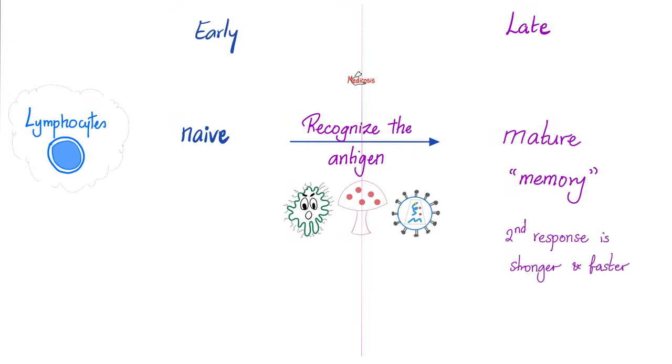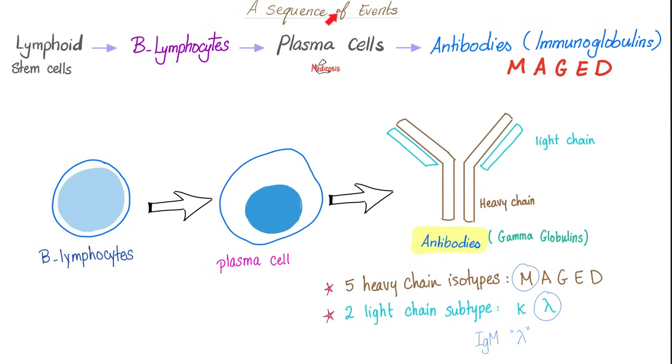Does the innate immunity have memory? No. The sequence of events have to be memorized by you. Lymphoid stem cells become T-lymphocytes and B-lymphocytes.